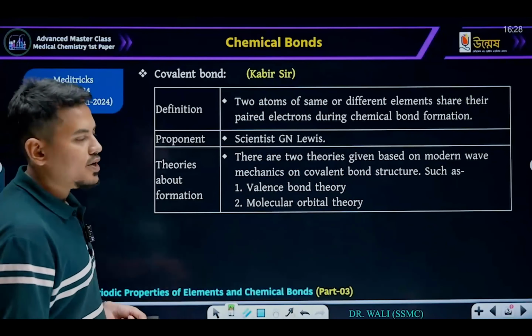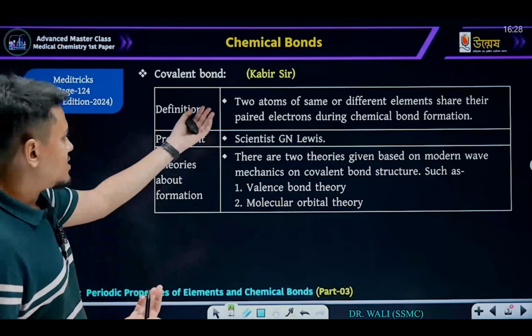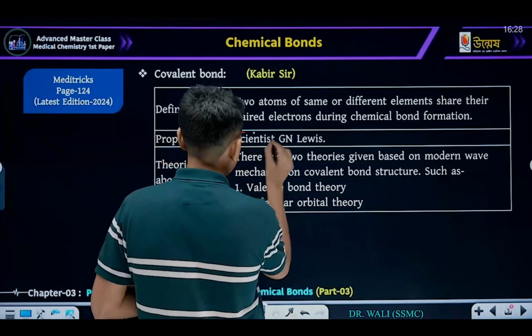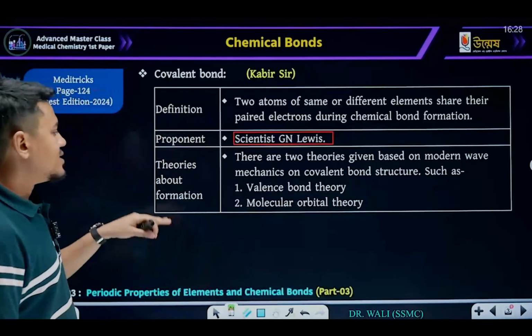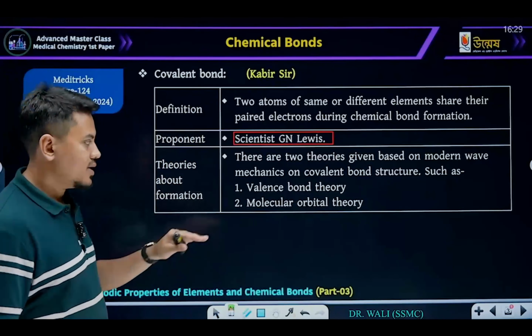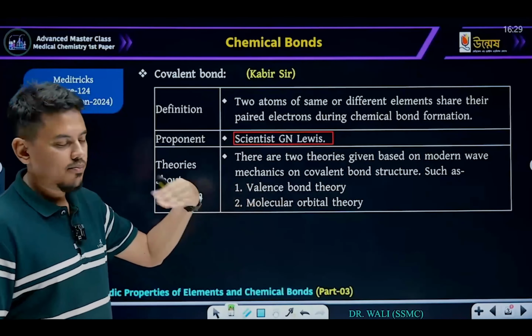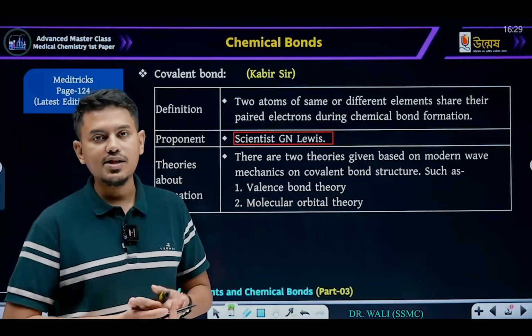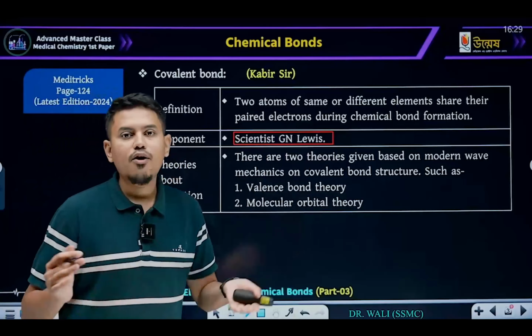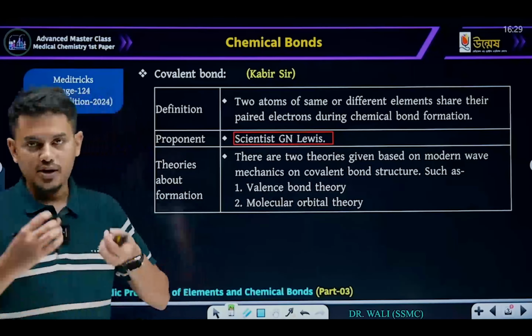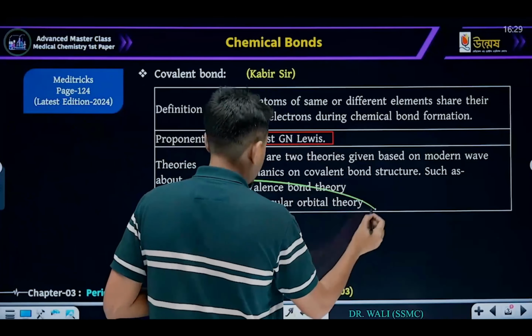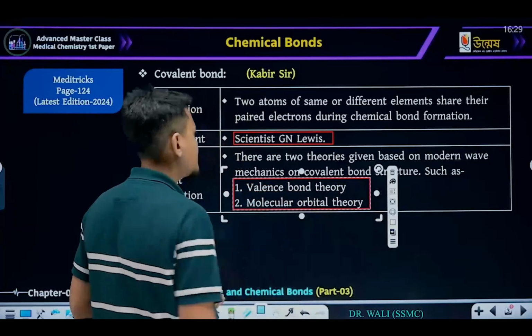And regarding covalent bond, we know covalent means sharing of electrons, and that's what is written in the definition. And who proposed this covalent bond? Scientist G.N. Lewis. Regarding the formation of covalent bond, there are two important theories. One is valence bond theory, where the valence electrons participate in forming the covalent bond by sharing their outermost electrons. On the other hand, there is molecular orbital theory, where orbitals overlap with each other to form a shared bond.